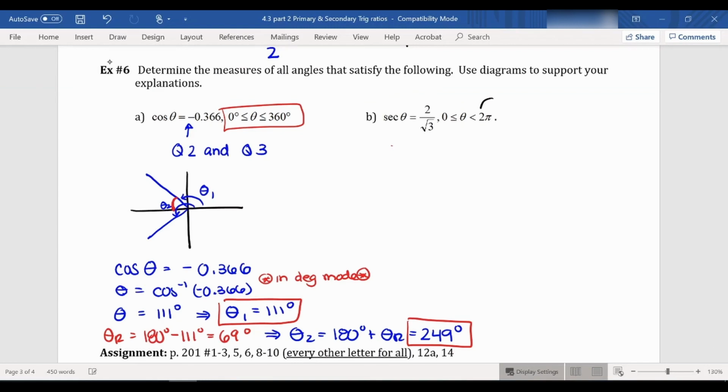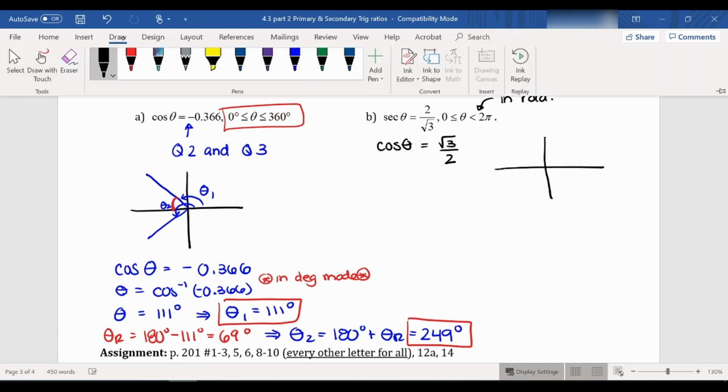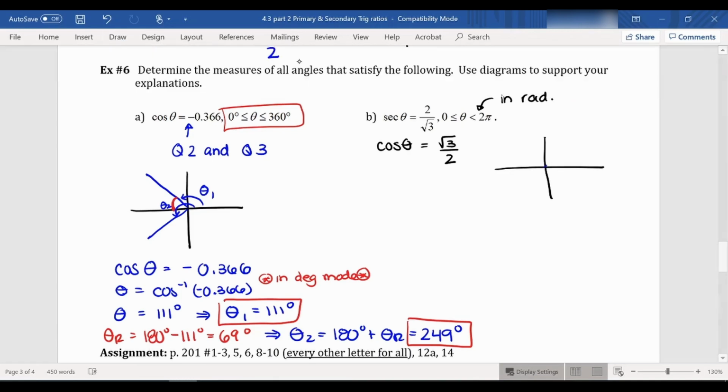So for the next one, our domain tells us we're going to be using radians. I also know that if secant theta is 2 over root 3, cosine theta is the reciprocal, which would be root 3 over 2. Now, hopefully those look familiar. Root 3 over 2 is positive. That means our cosine is in quadrant 1 or quadrant 4.